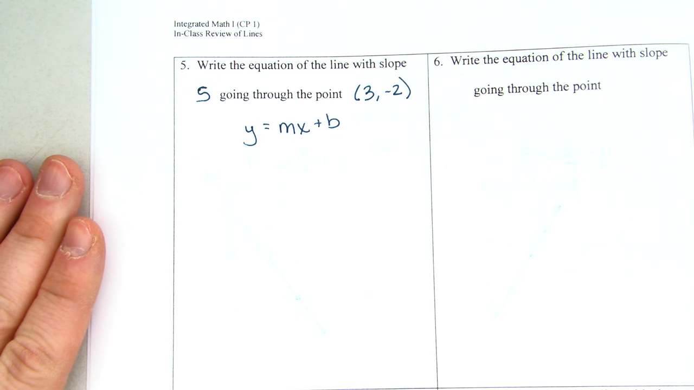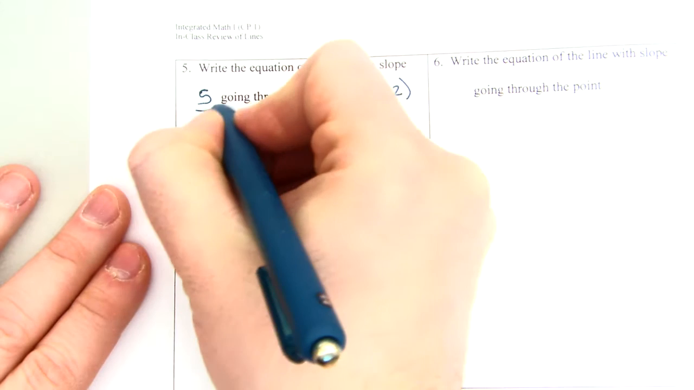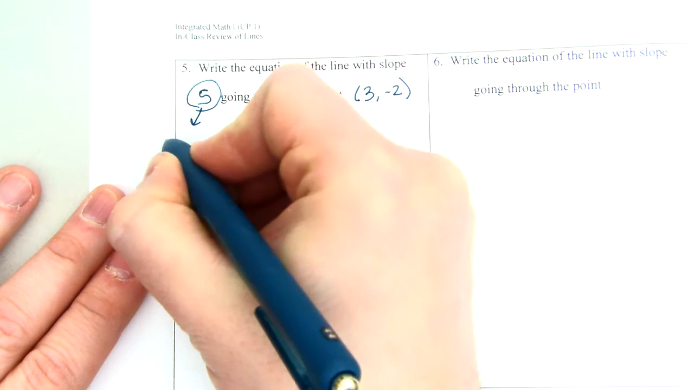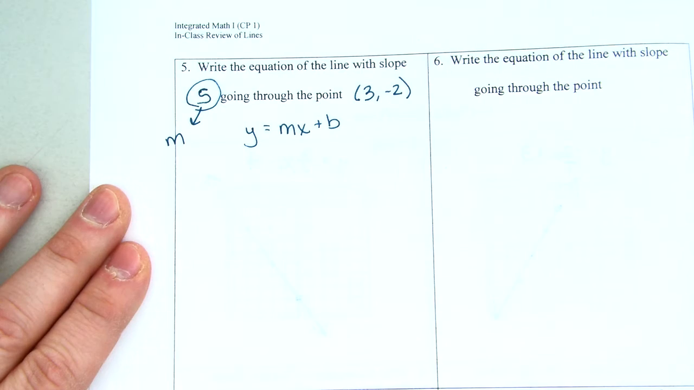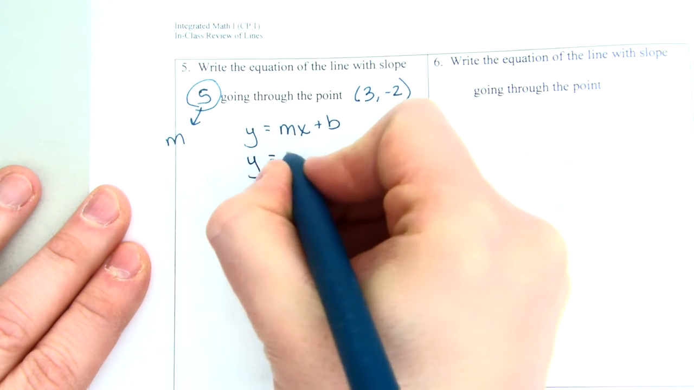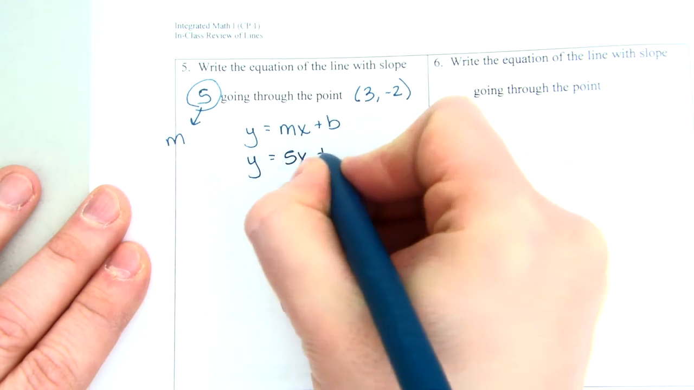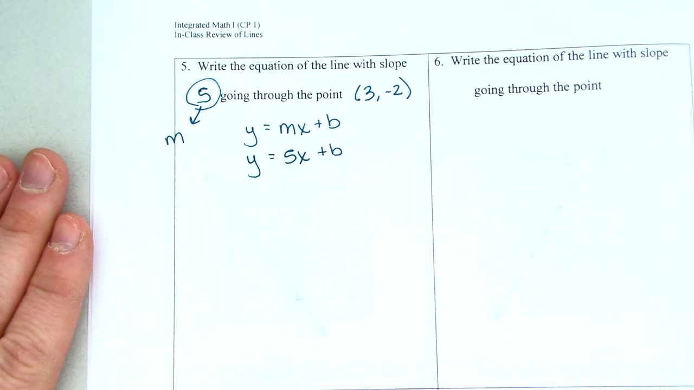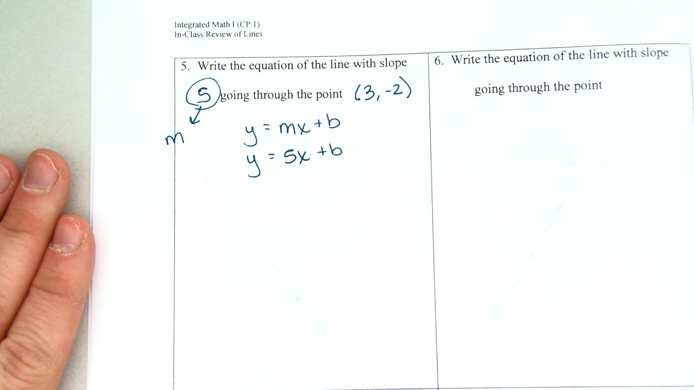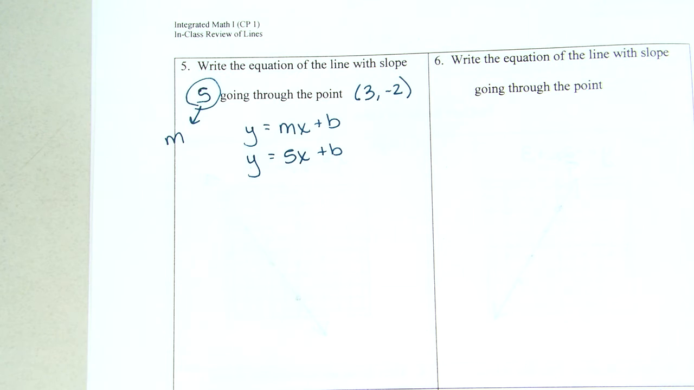Do you know the m? 5, because m is always that slope, and I told you the slope here. So our equation's really y equals 5x plus b. Now, what I need to do to find the b, anyone want to remind me what I have to do?